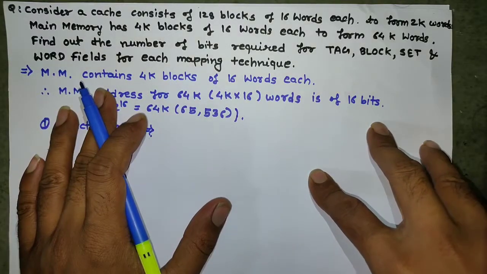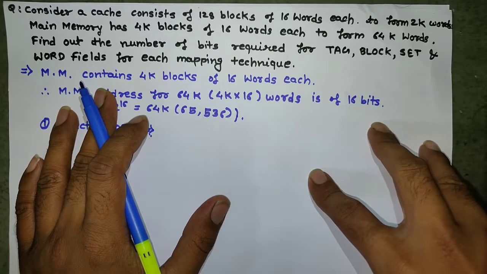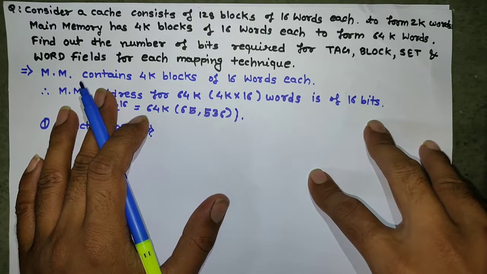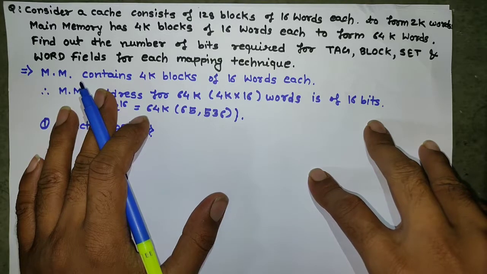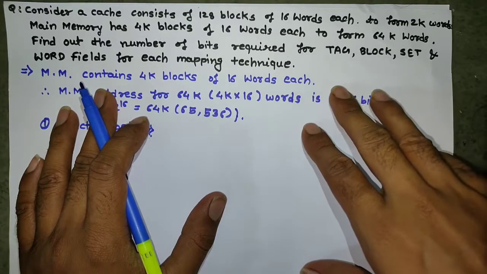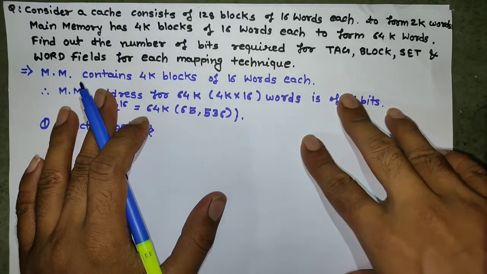This is the part 3 video. In the first two parts we have discussed cache memory and mapping techniques. Now we will discuss the mapping techniques problem. We will find here the number of fields for different mapping techniques.